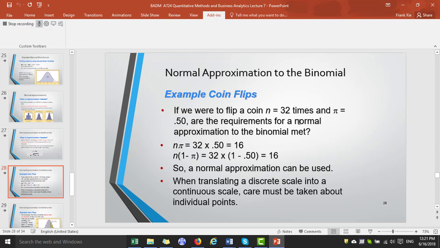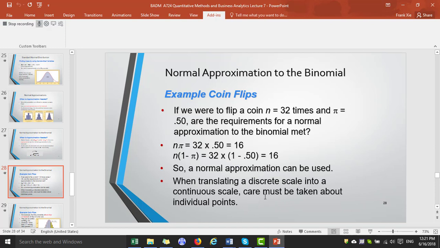Are the requirements for normal approximation to the binomial met? Let's find out. N times pi is 32 times 0.5, which is 16. N times 1 minus pi, 32 times 1 minus 0.5, is 16. So both are larger than 10. So a normal approximation can be used in this case. Then when you know the pi, you can calculate the mean and standard deviation. You can use the normal table, appendix C1 and C2 for the same calculation.